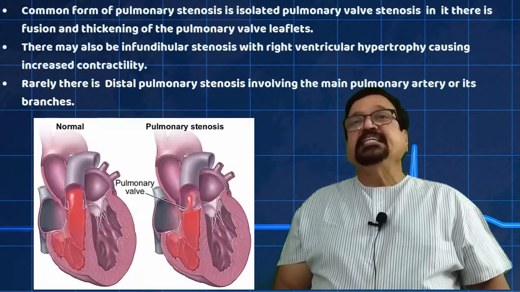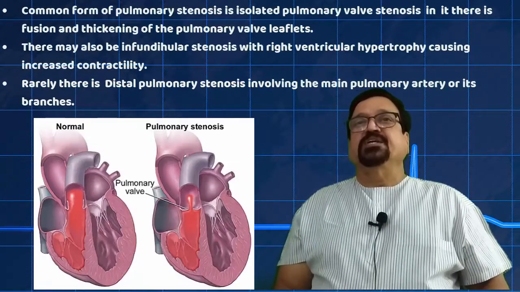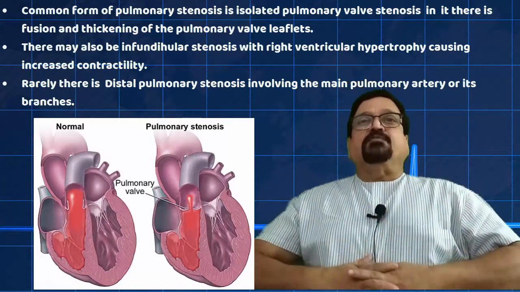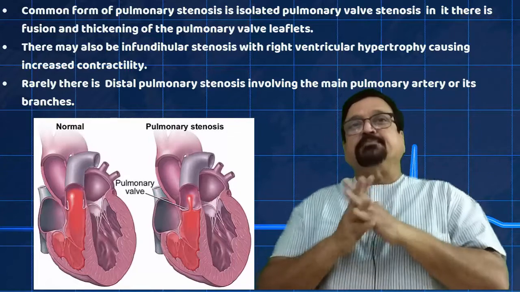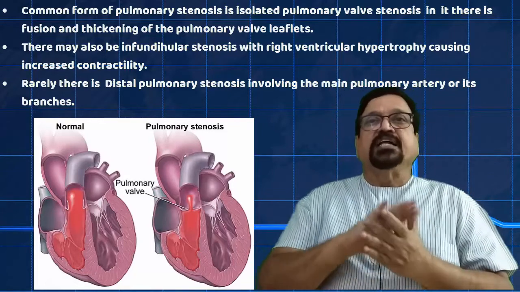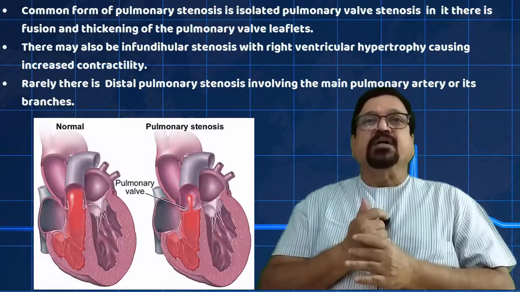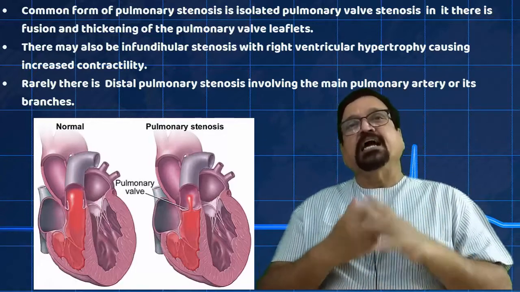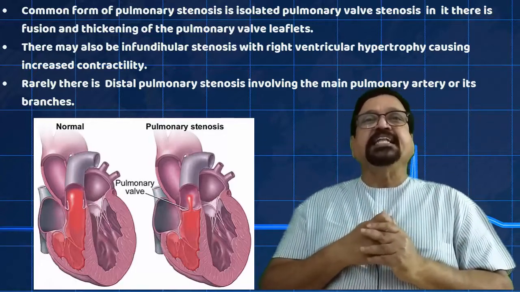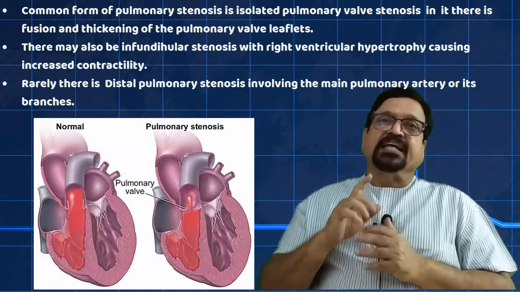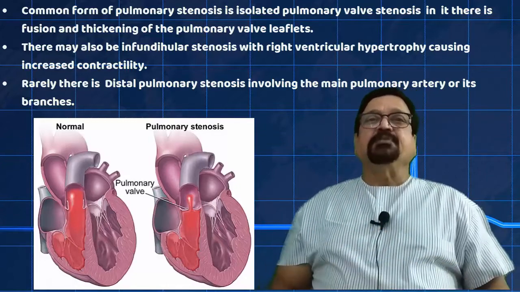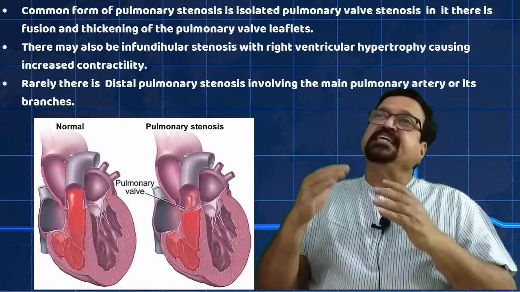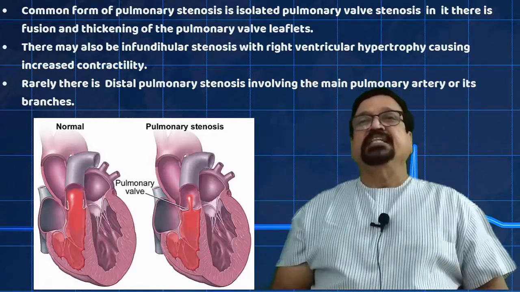Now this is the pulmonary arterial stenosis. Now what happens? It is common form of pulmonary stenosis is isolated pulmonary valve stenosis. That is its fusion. Now there may be infundibular stenosis or there may be right ventricular hypertrophy. Now causing increase in contractility. Now rarely there is distal pulmonary stenosis involving the main pulmonary artery and its branches. That is after the pulmonary valve there can be a stenosis.